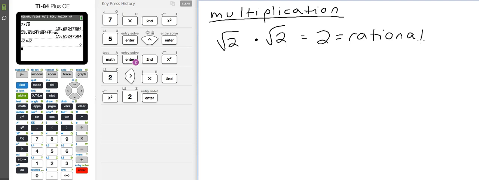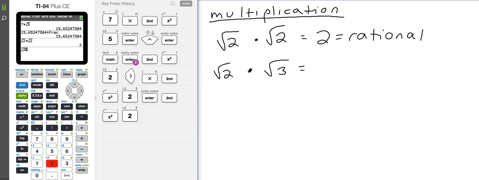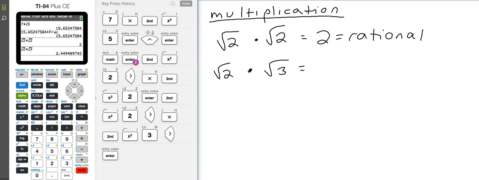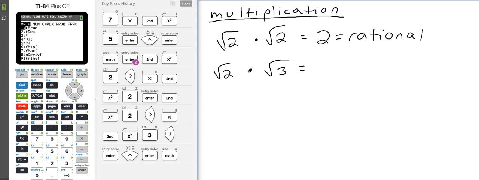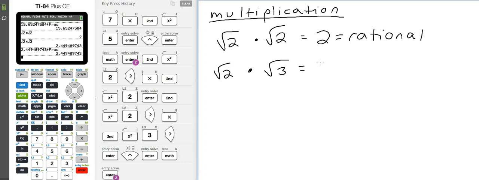Now let's try two irrational numbers that will give us an irrational number. Let's try the square root of 2 times the square root of 3. The square root of 2 and the square root of 3 are two irrational numbers, and let's try it on the calculator. Square root of 2 times square root of 3 is 2.449489743. Is this rational or irrational? The calculator will tell us. Try to convert it to a fraction. The calculator could not convert it to a fraction, and therefore it is irrational.